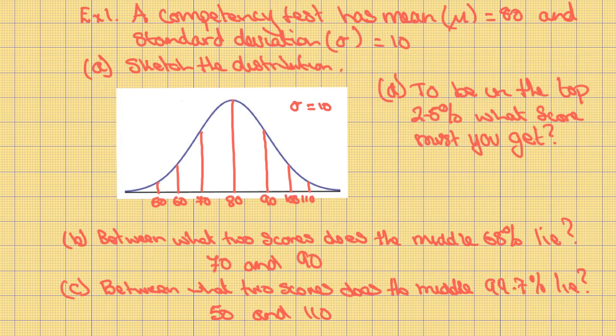D. To be in the top 2.5%, what score must you get? Well, to be in the top 2.5%, that is above 2 standard deviations above the mean. In this case, 2 standard deviations above the mean is 100. So in order to be in the top 2.5%, you must get a score greater than or equal to 100.